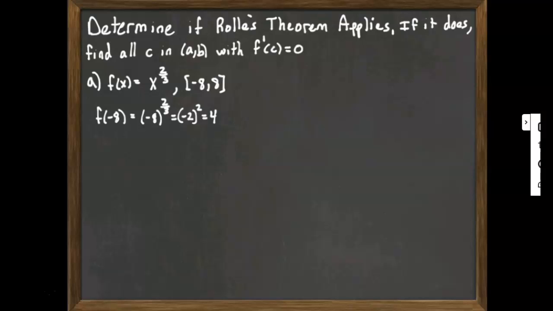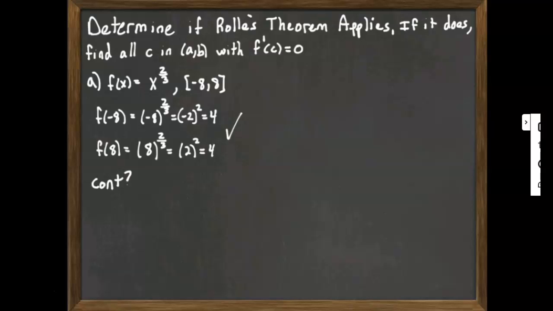So for Rolle's theorem to apply, f of 8 has to also be 4. So we go ahead and compute f of 8. F of 8 would be 8 to the 2/3, and again using the same reasoning, being raised to the 2/3 means we need to do the cube root of 8, which is 2, and 2 to the second is 4. So condition 1 is met.